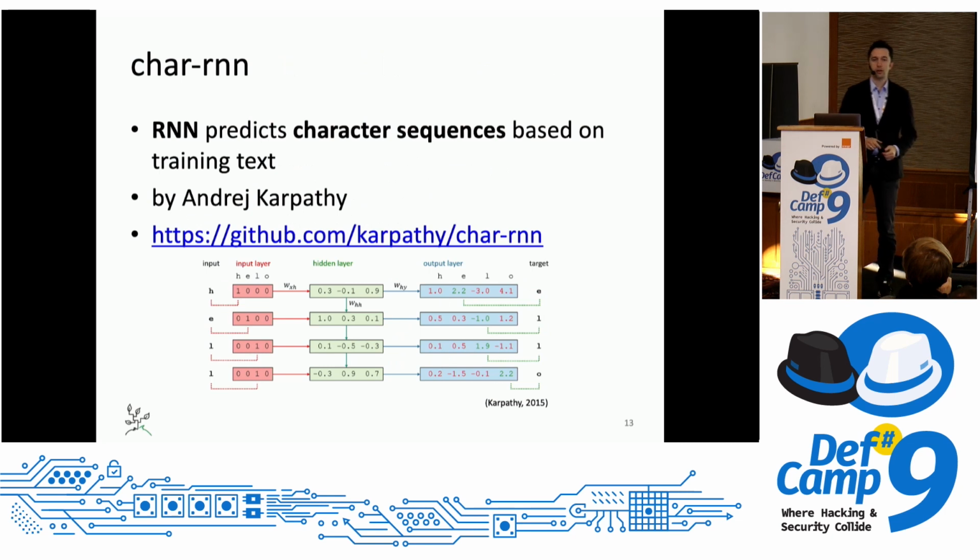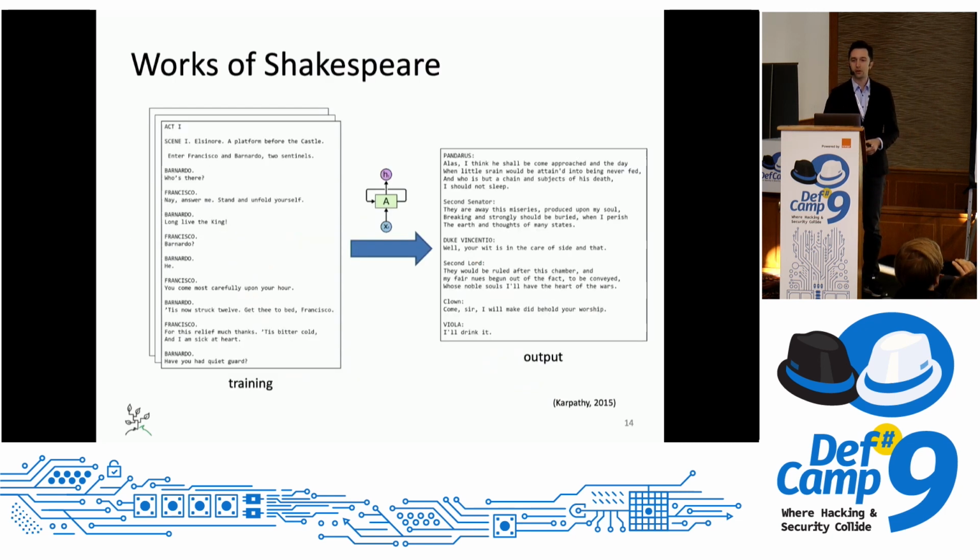There is a tool out there called char-rnn, written by Andrej Karpathy. And this basically allows you to predict character sequences. So you train it on text and generate text. And you can all install that on your computer, try it out, play with it. There's funny stuff to do with that. So for instance, you could feed it with the works of Shakespeare. So you train it with a lot of Shakespeare text, then you generate new output.